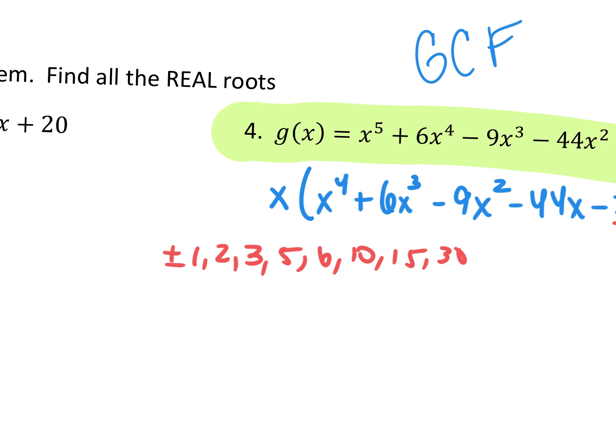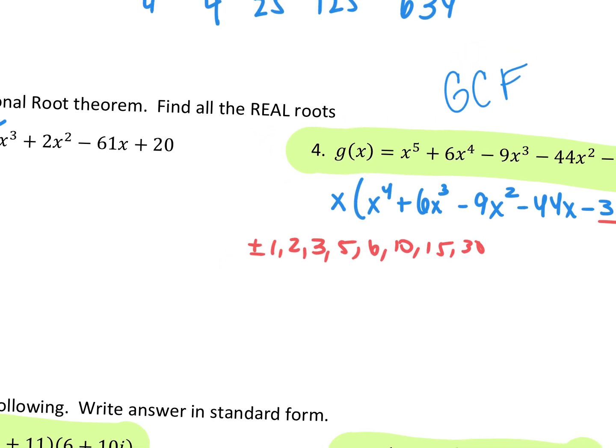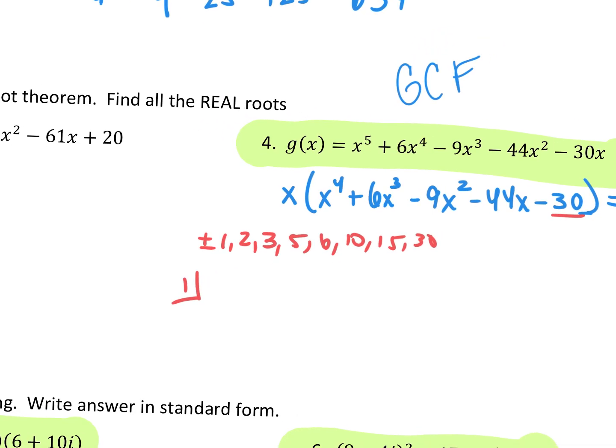As soon as I try my synthetic division and I don't get 0 as a remainder, as soon as I realize that, just go to the next one. So let's start with 1. What are the coefficients, guys, of what's in the parentheses? 1, 6, negative 9, negative 44, negative 30, okay? So let's try 1. 1 times 1 is 1. 6 and 1 is 7. 7 and 1 is 7. Negative 9 and 7 is negative 2. Negative 2 and 1 is negative 2. Is this going to give me a remainder of 0? Yes or no? No. So then go to negative 1.